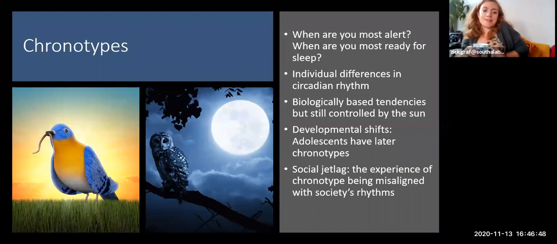In the recommended further readings and in the discussion board post, I'm going to invite you to take a test that helps you identify your chronotype.